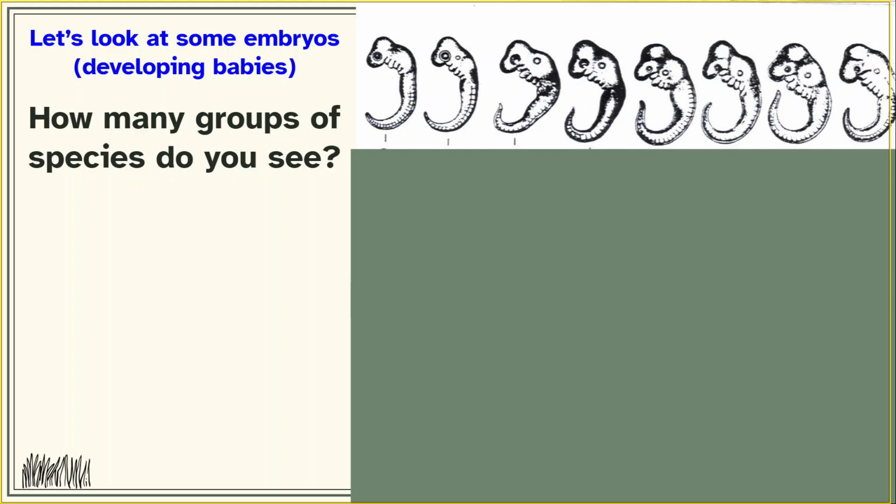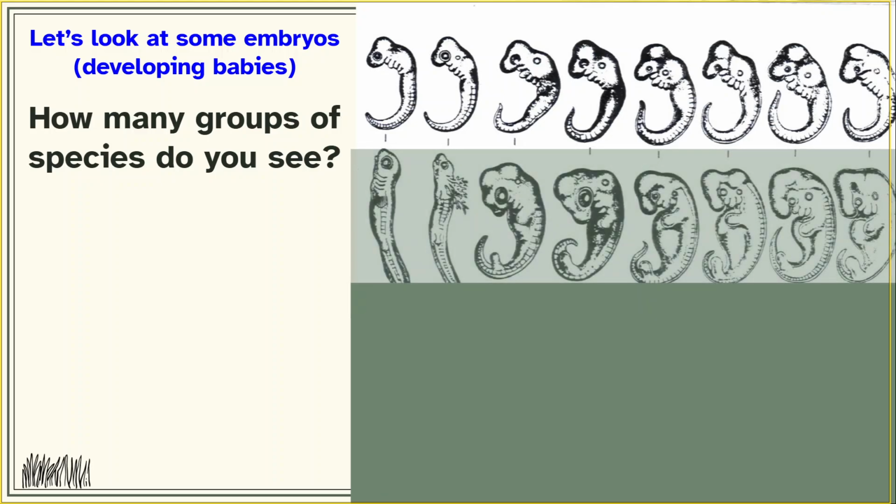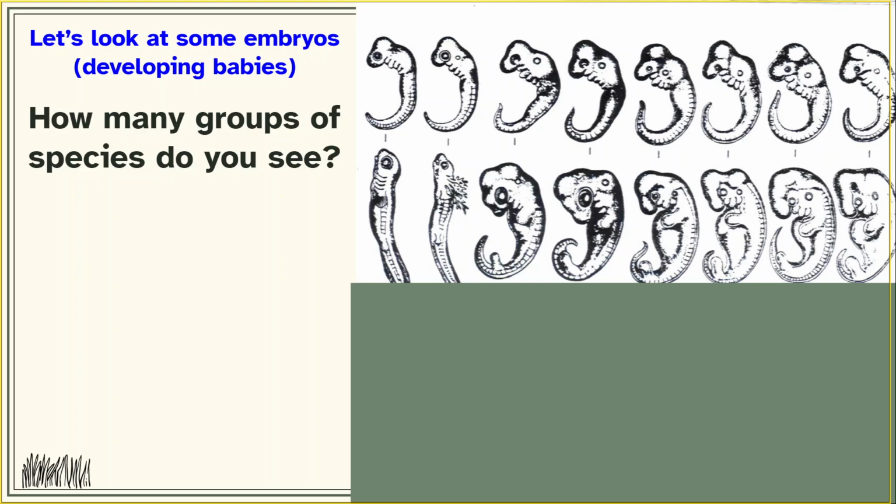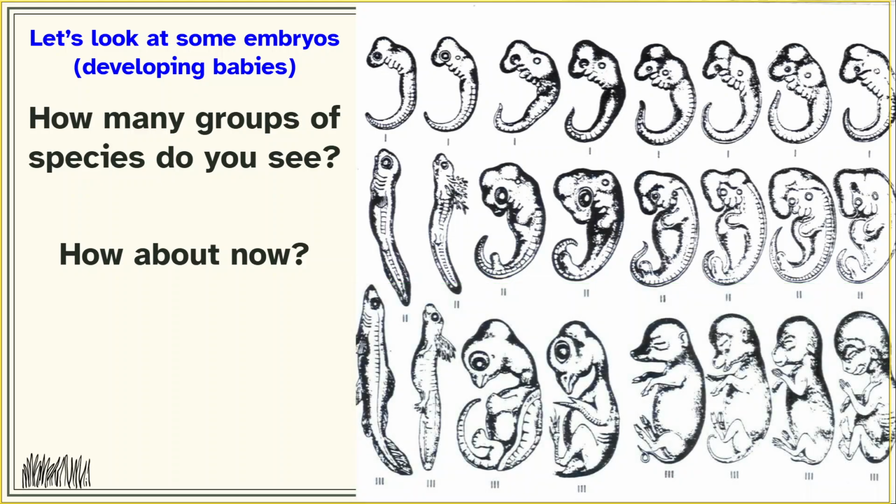Okay, so let's move on to a few weeks from that point. A few weeks later, the embryos look like this. Now, how many groups of species do you think you see here? What about now? How many groups do you see? Pause, think. I personally think I see maybe 3, maybe 4 groups. Let's keep going until the end.